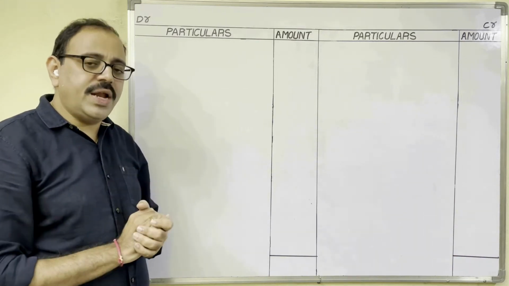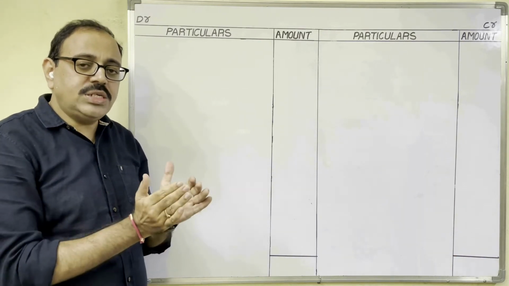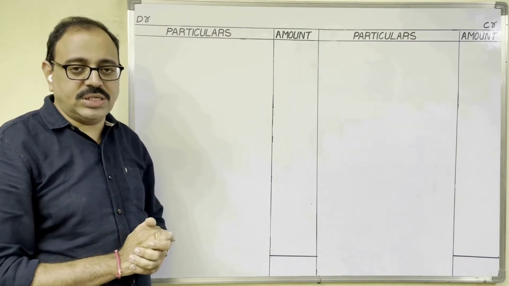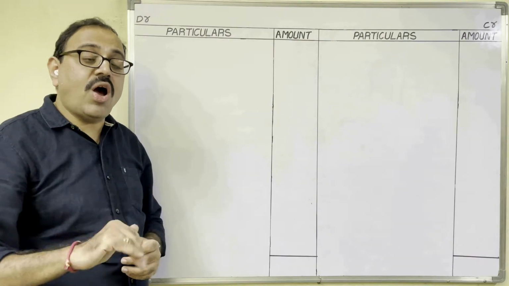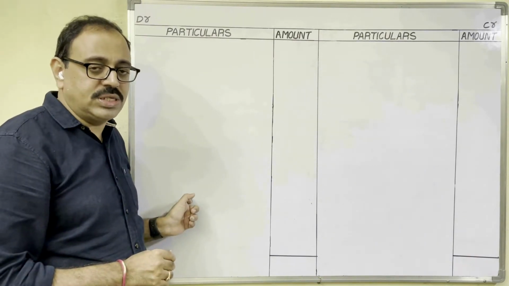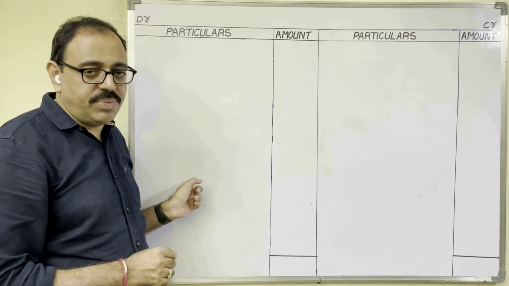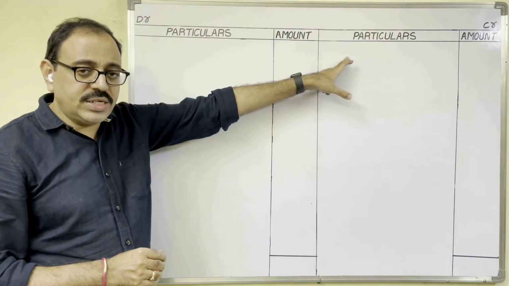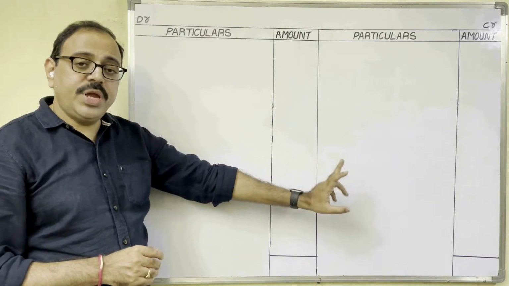So what do you mean by direct expenditure? Expenses up to manufacturing process are known as direct expenses. Expenses which are incurred after manufacturing of goods are known as indirect expenses. P&L account debit side we have to show them. Similarly, direct incomes, trading account credit side, indirect incomes, P&L account credit side.